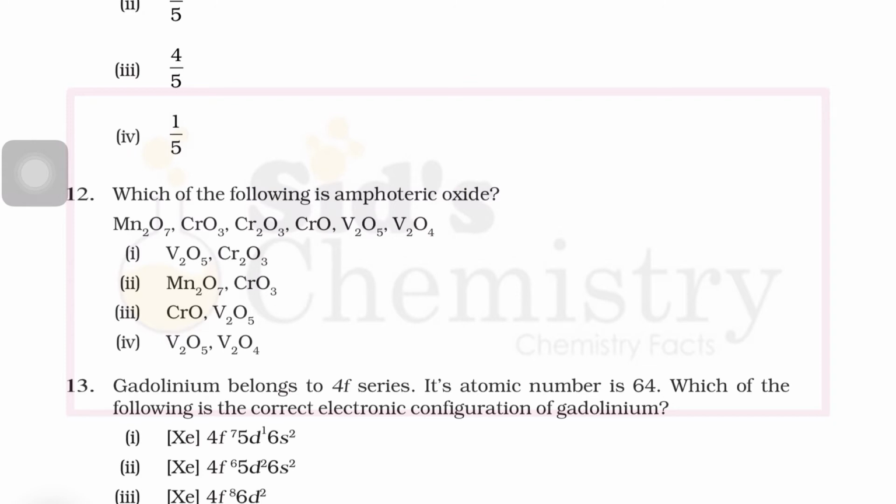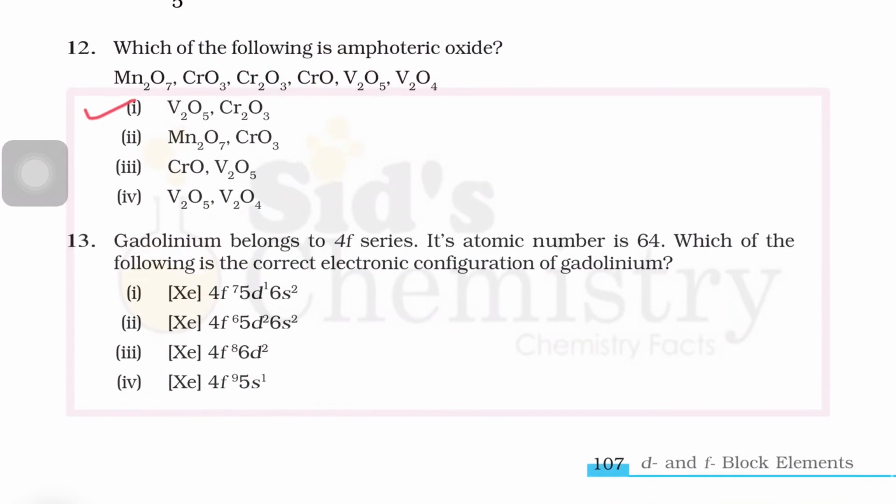Now coming to question number 12. Which of the following is an amphoteric oxide? Mn2O7, CrO3, Cr2O3, CrO, V2O5 or V2O4. Out of the given options, V2O5 and Cr2O3 are the amphoteric oxides, and therefore the correct answer for this question is option number 1, that is V2O5 and Cr2O3.